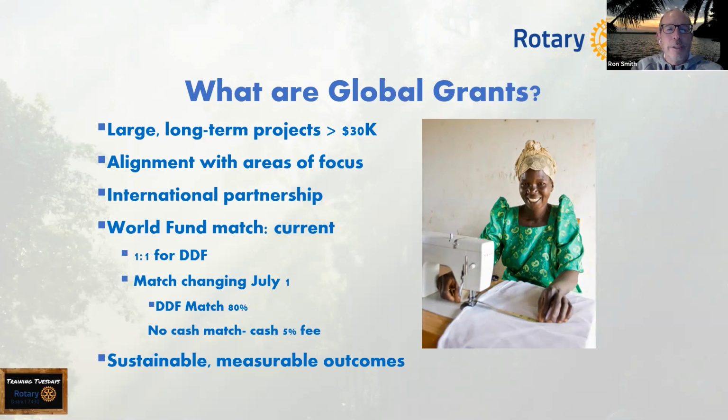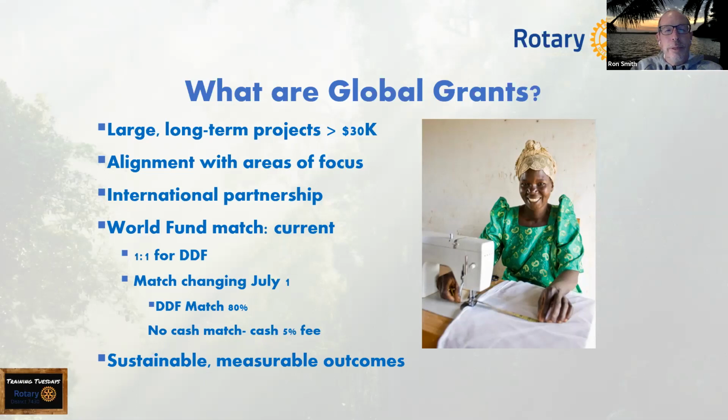A project size of over $30,000 is required. So if your project size is smaller than that, it wouldn't be eligible for a global grant. It could be eligible for a district grant. And as Cindy said, they must align with one of the areas of focus.